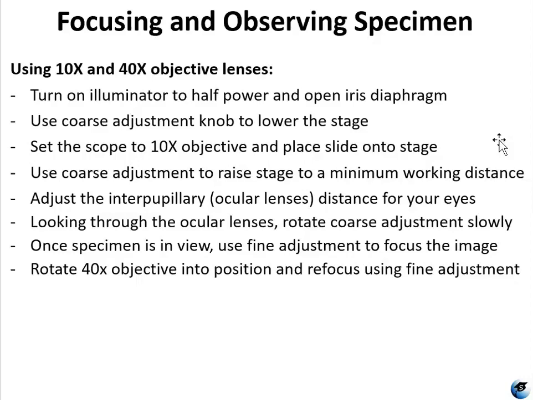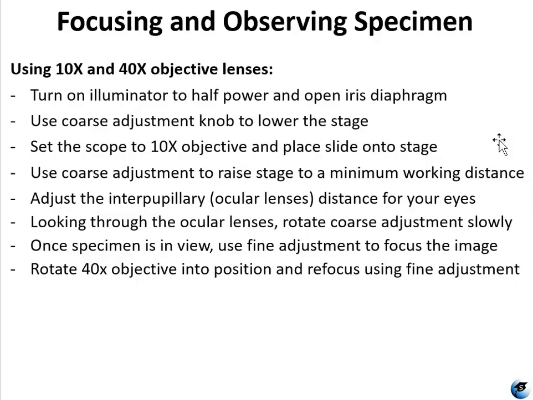You use your coarse adjustment knob to lower the stage. You set the objective to 10x. You place the slide on the stage, and you use the coarse adjustment knob to raise the stage so that you have a minimum working distance. The working distance is just the distance between the objective lens and the slide that you're trying to view.